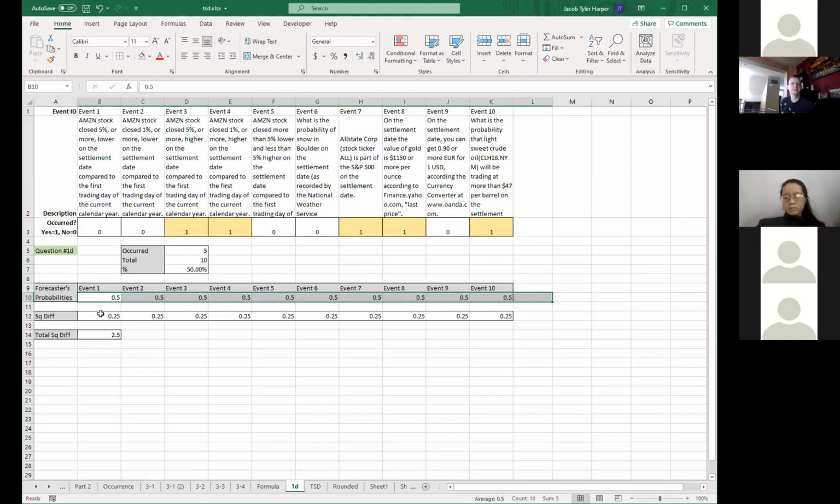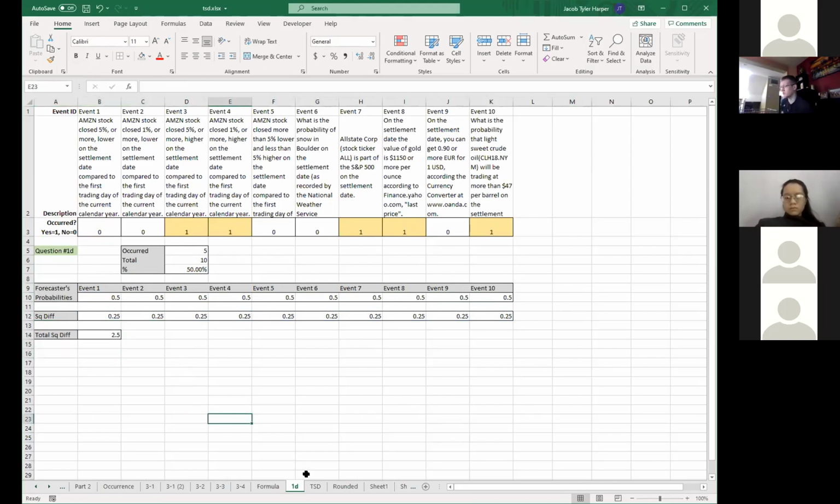And so I use that exact same formula we've been using, where I take a guess minus an occurrence squared. I do that for each of them, add them up, and that would be the answer you'd get for the total squared difference if someone put 50% for all 10 of their guesses. So that's just one example of a total squared difference.